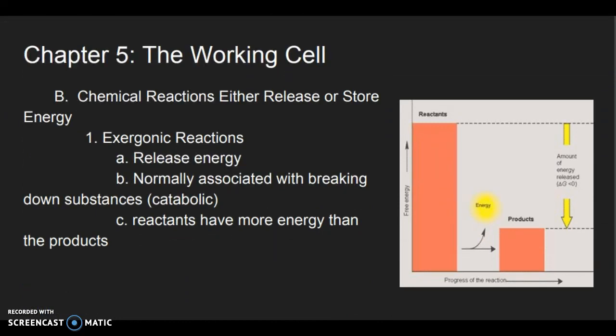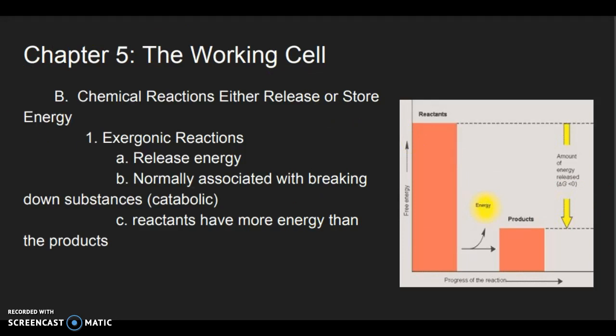Now, whenever chemical reactions move forward, they can either release or store energy. Now, this can be done either through exergonic reactions or endergonic reactions. Now, in exergonic reactions, it is a net release of energy. So if we take a look at this diagram here, we can see that the reactants have more energy than the products because after this reaction goes through, energy will be released because we're going to have a negative delta G.